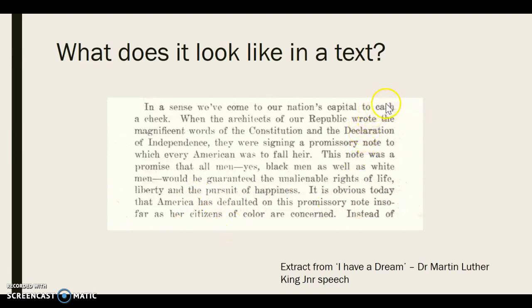So you can see there, we have these words: cash a cheque, promissory note, fall heir, note, promise, guaranteed, defaulted, promissory note. Again, they all form this lexical chain that gives cohesion to the structure of the piece, and it makes the argument itself more cohesive because it keeps us on track as to what it is that we're talking about.